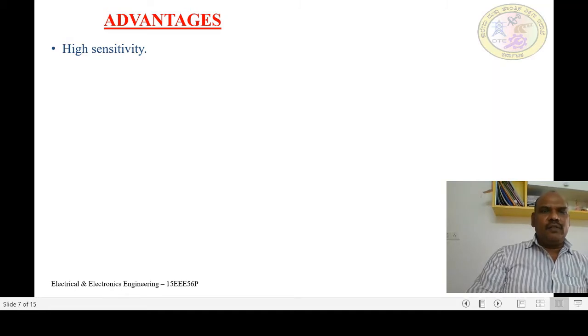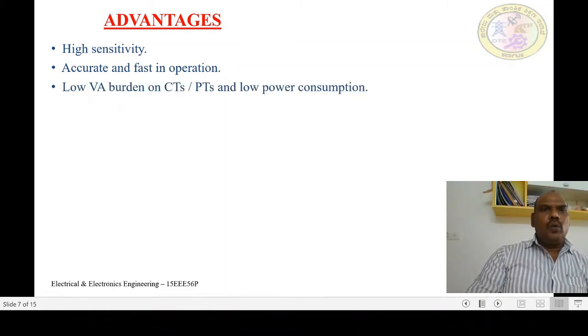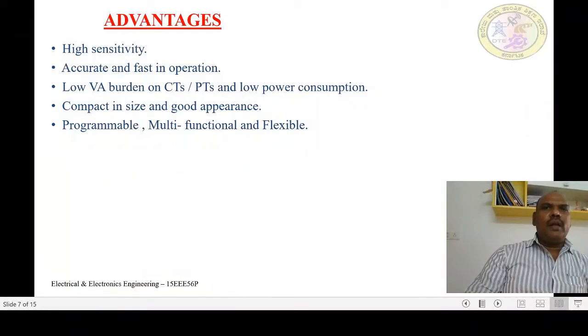They are highly sensitive. The sensitivity is very high. That means to say even a smallest range of fault current it can easily detect. Already we saw that it has 103%. Then accurate and fast in operation, low volt amp burden on CT and PTs, and low power consumption. Compact in size and good in appearance. They are programmable and multifunctional, and they are flexible also.